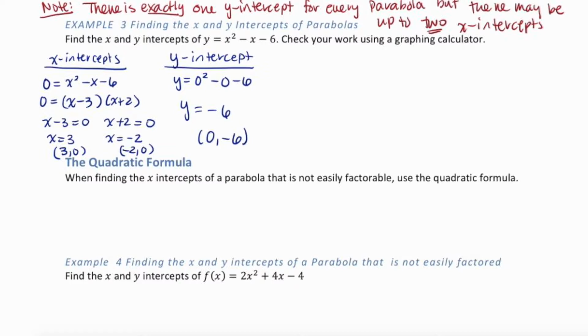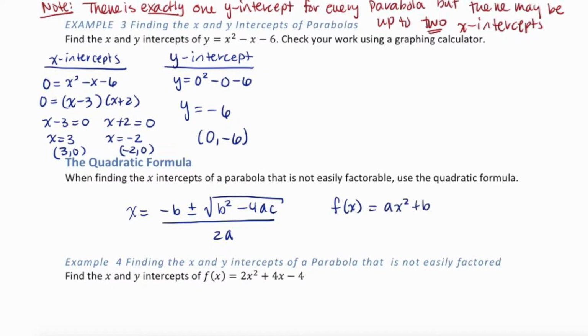Let's move on to discussing the quadratic formula. When finding the x-intercepts of a parabola, one that is not easily factorable, use the quadratic formula. The quadratic formula tells us that x equals negative b plus or minus the square root of b squared minus 4ac, divided by 2a. And this is for a parabola of the form ax squared plus bx plus c. You do need to memorize this.